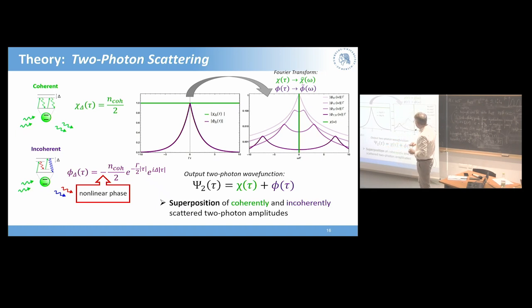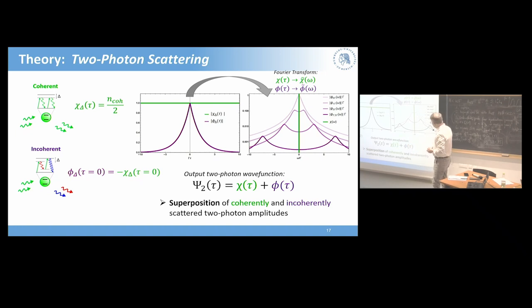And then if we look at zero waiting time, maybe I go back, if I say tau equals 0 here, then these two terms are just unity, and we see that the two scattering amplitudes have the same modulus at zero waiting time. Here I plot the modulus, but they have a minus sign, so one is the negative of the other. And that means that in this superposition at zero waiting time, my two-photon wave function vanishes, right?